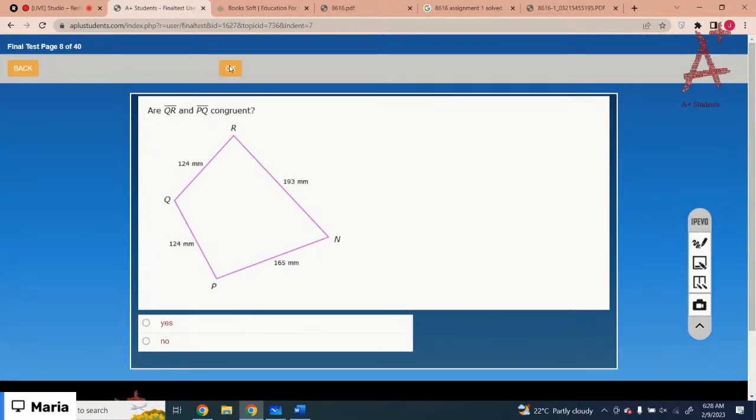Are QR and PQ congruent? Okay, QR is 124 and QP is also 124. They have the same distances. Yes, they are congruent. So the correct option is yes. Got it?